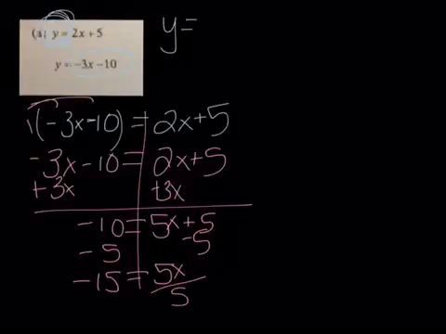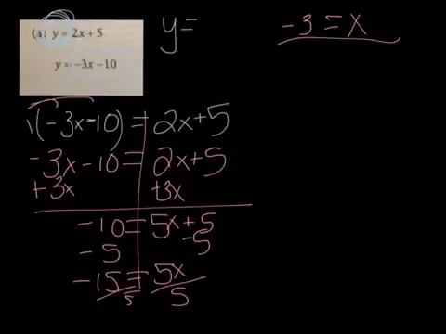And then lastly, divide by 5. Negative 3 equals x. Let me erase that. Negative 3 equals x, not negative 3x. So that's the first answer.